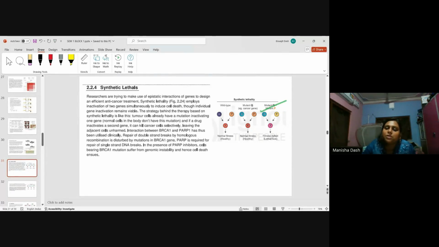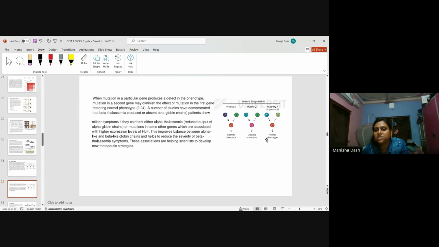The Q is also mutated, the P is also mutated. Then the cell cannot survive. So this is called synthetic lethality. You are making the second mutation purposefully, or you are synthesizing a second mutation to disrupt the livelihood of the cell. So this is what is called synthetic lethal.